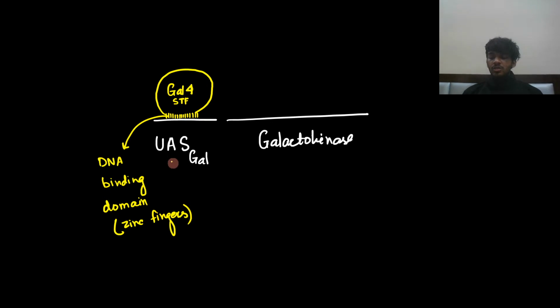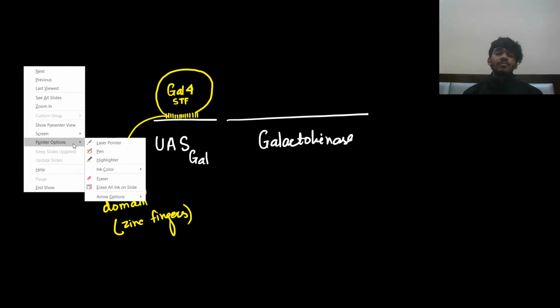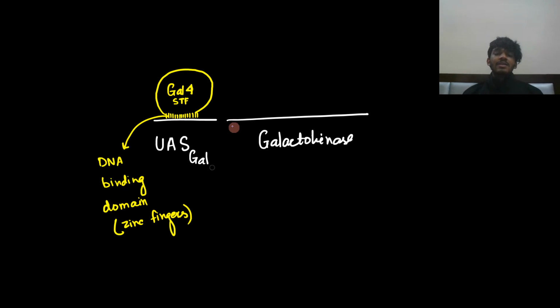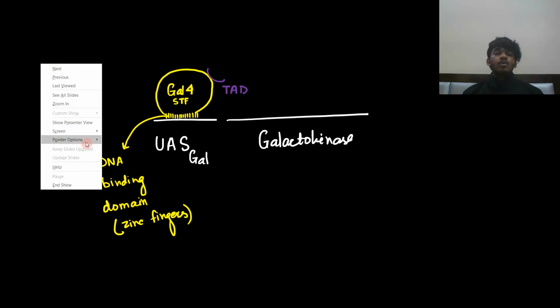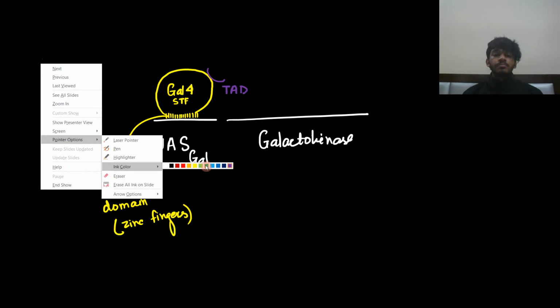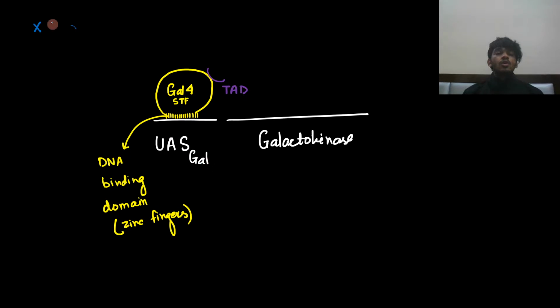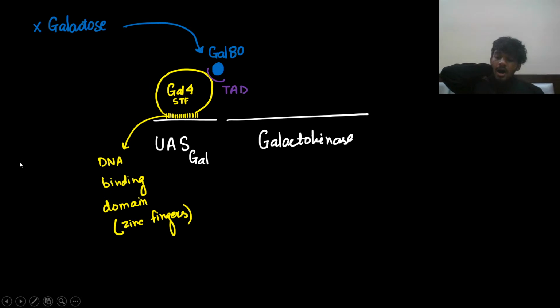Now, to activate transcription, its transcription activating domain must be active. Let's say this is the transcription activating domain, TAD. But in the absence of galactose, there is another protein known as Gal80 that will go and bind here, and that will inhibit transcription from occurring. That's the first thing that you have to understand.